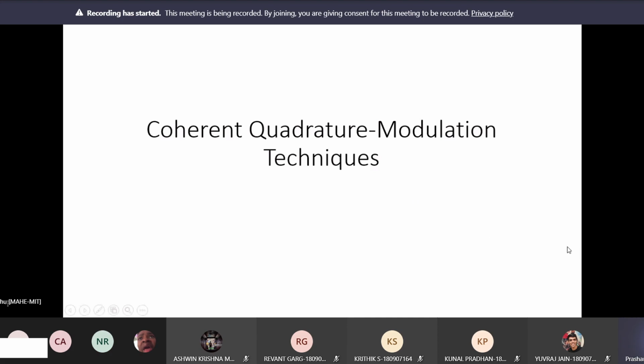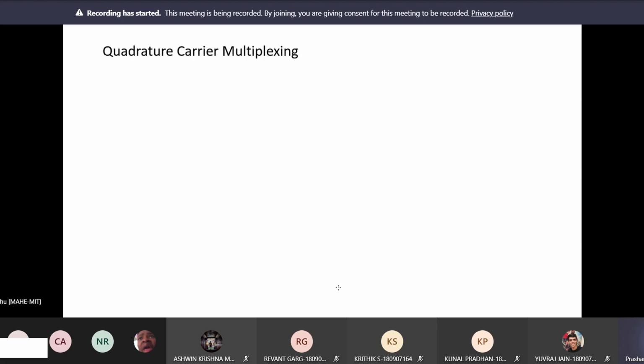So you have studied BPSK, ASK, and FSK as well. Now we will study the quadrature modulation technique. What do you mean by quadrature modulation technique? We have studied quadrature carrier multiplexing. What is quadrature carrier multiplexing? You have seen this equation in the past, when you studied the analog communication part.